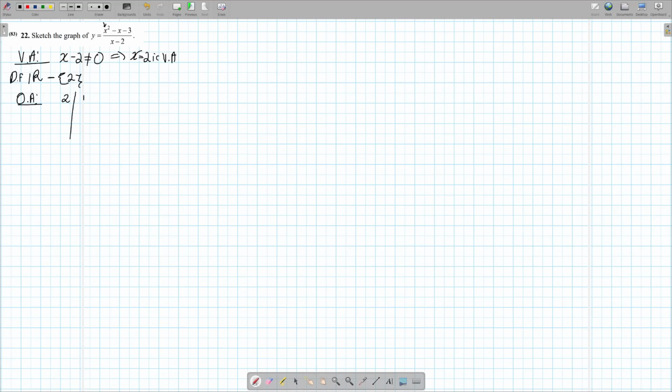Then you list your coefficients: 1, minus 1, minus 3. Drag the 1 down, multiply by 2. Minus 1 plus 2, 1. 1 times 2, 2. Minus 3 plus 2, minus 1.